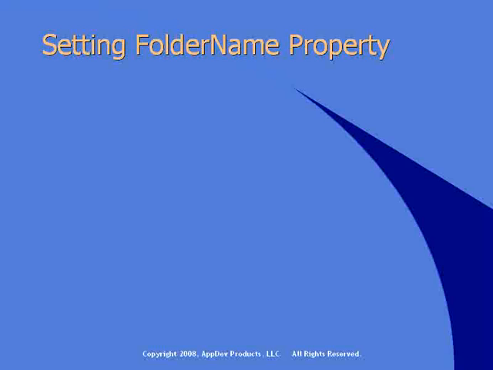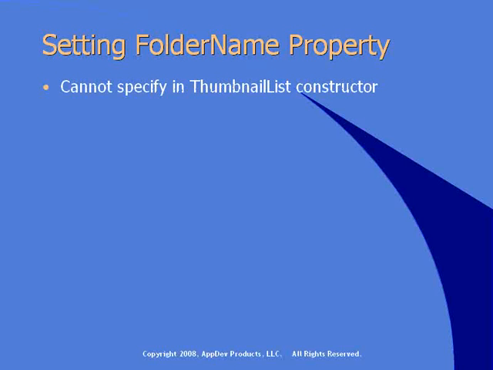Besides the internal collection of file names, the Thumbnail List class will expose only a single property, the folder name property, and you'll set that folder name property to indicate where the class should look for JPG files to display in the list box. The problem is you can't specify this in the Thumbnail List constructor. You have to explicitly set it later, and there's a reason for that.